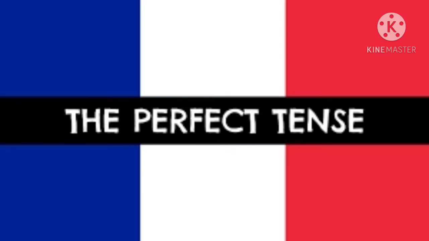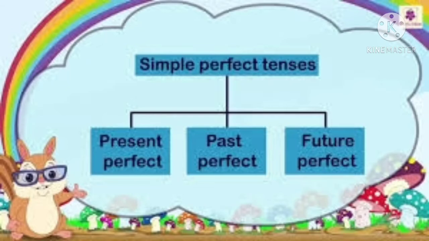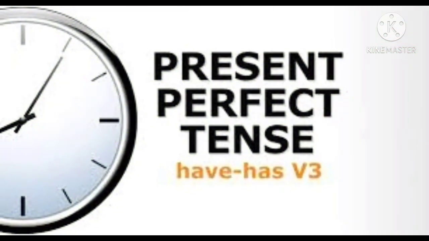Here in the perfect tense, we have present perfect tense, past perfect tense, and future perfect tense. So let us discuss these tenses one by one. First, let us discuss present perfect tense. Present perfect tense tells us that an action has been completed in the present time.